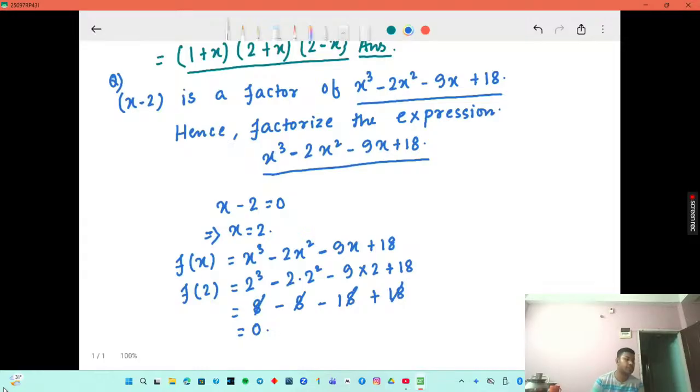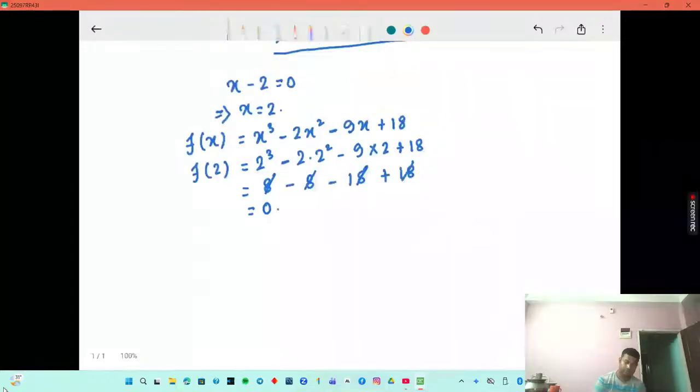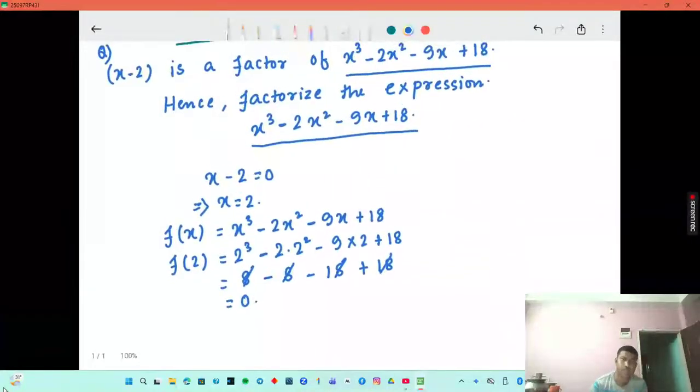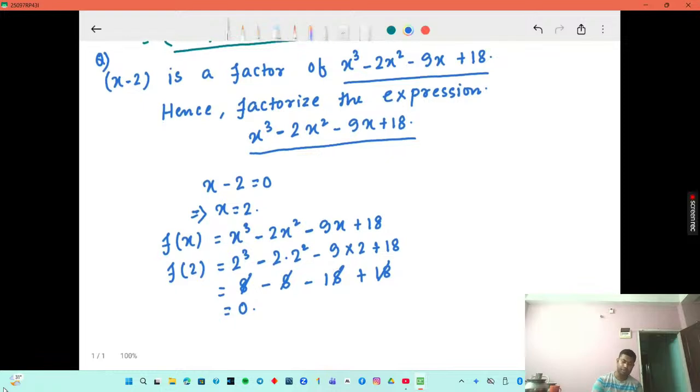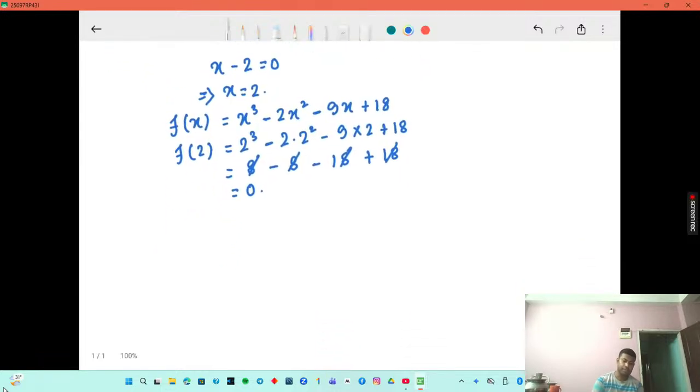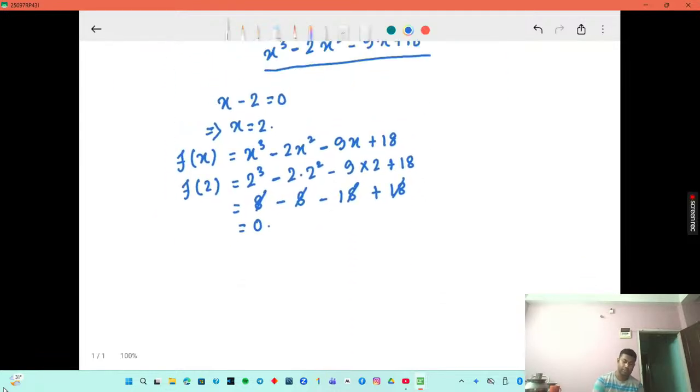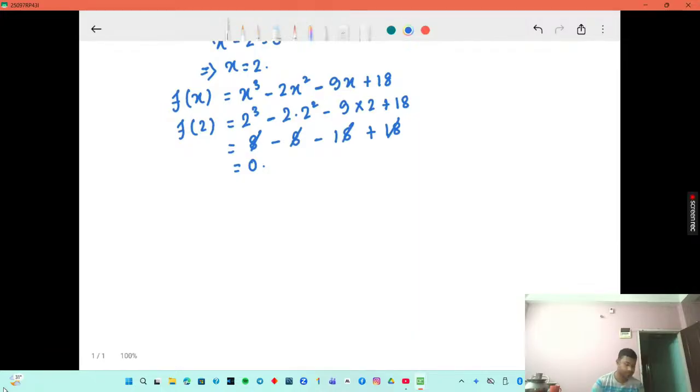Now, since x minus 2 is a factor of this given equation, when we divide the equation by x minus 2, the remainder will be 0. Now let us divide the given expression by x minus 2. So what will it come to?